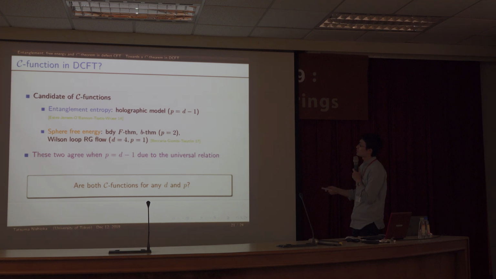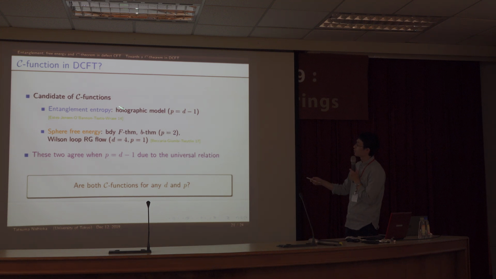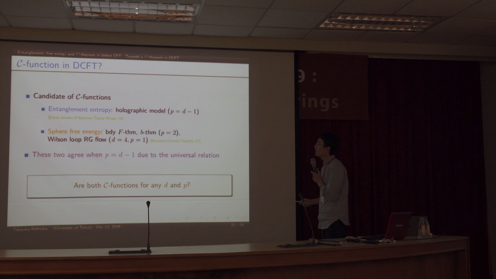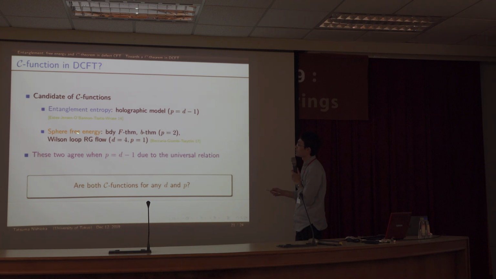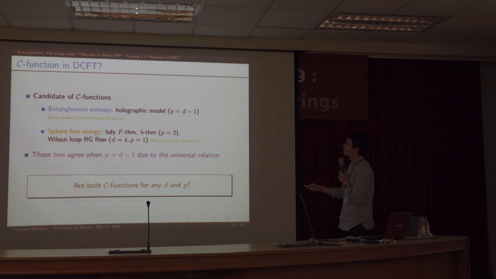But there are two natural candidates for the C functions, which were actually used in the literature. So one is entanglement entropy. Using entanglement entropy is very natural, at least from the holographic perspective. And another candidate is using sphere free energy as a measure of degrees of freedom. And the boundary epsilon actually also uses sphere free energy. So these are very natural candidates for the C functions.